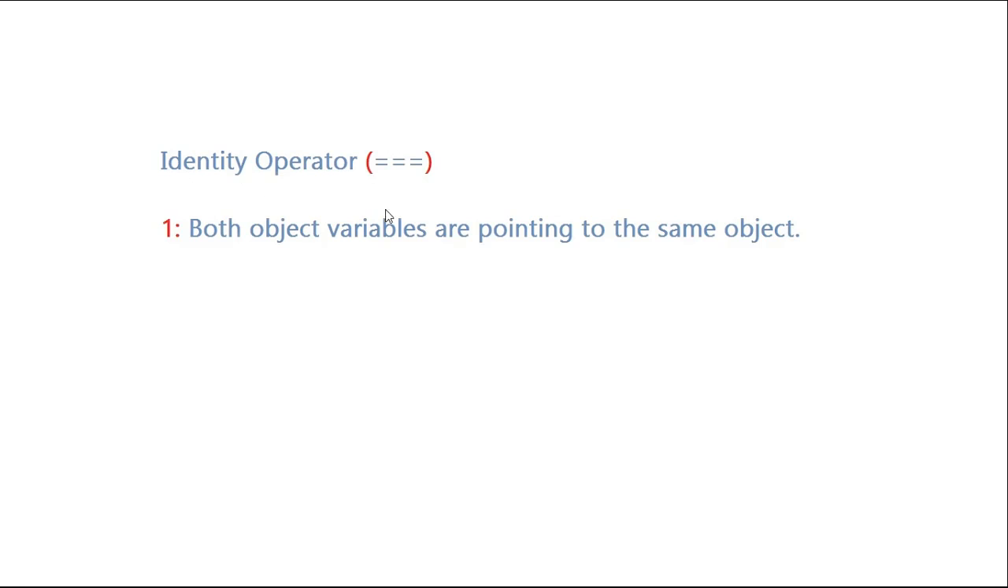Identity operator. It is three equal signs. When we compare objects using identity operator, it checks only one thing, that both object variables are pointing to the same object.